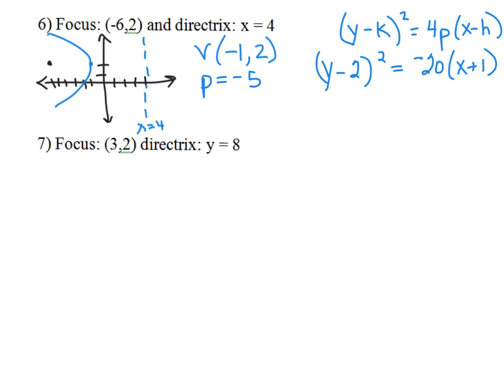Now I'd like you to pause the video and do problems 7 and 8. When you come back, you can check your work with my solution and make sure that you got the same equation that I got.